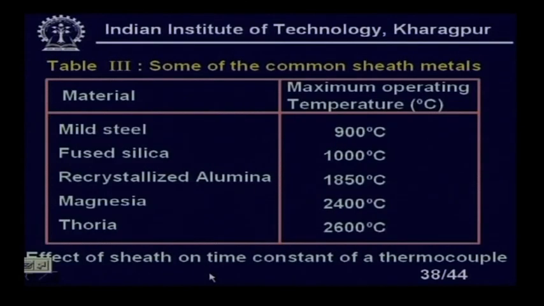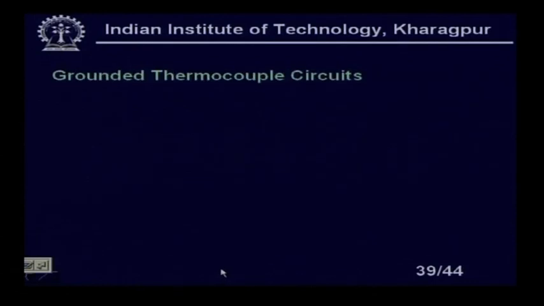So, some of the common sheath materials: mild steel can withstand a temperature of 900 degrees centigrade, fused silica can withstand 1000 degrees centigrade, recrystallized alumina 1850 degrees centigrade, magnesia 2400 degrees centigrade, thoria 2600 degrees centigrade. Effect of the sheath on the time constant of the thermocouple: obviously, if you increase the sheath, the time constant will increase.